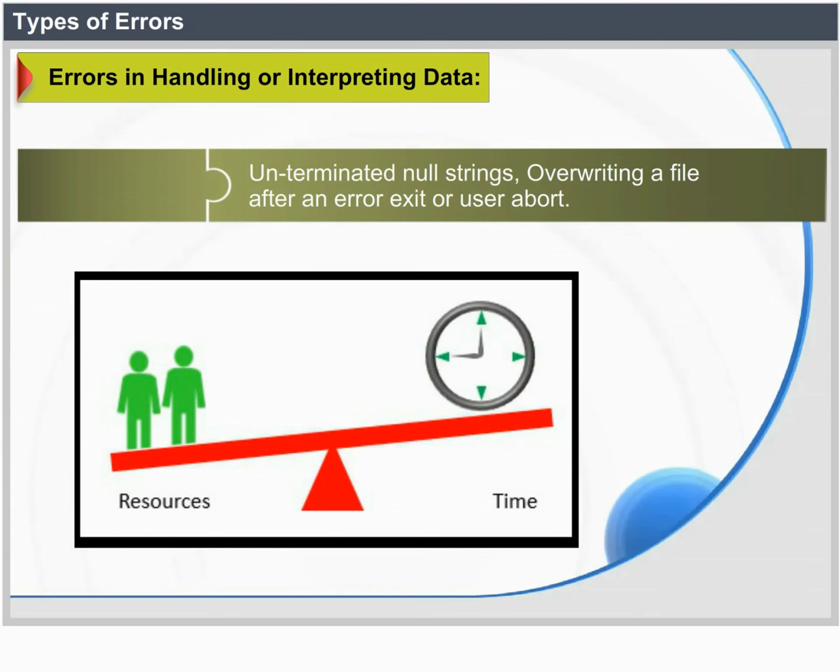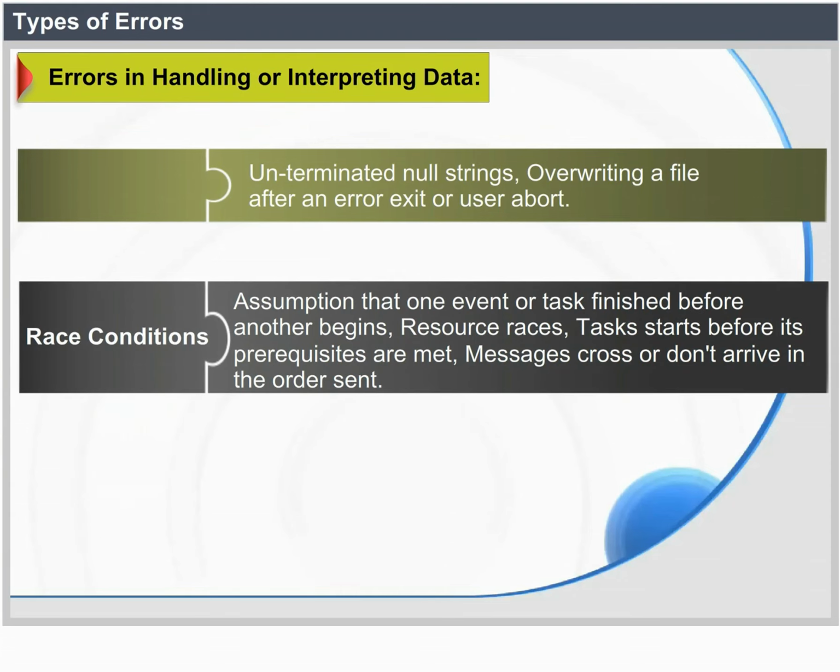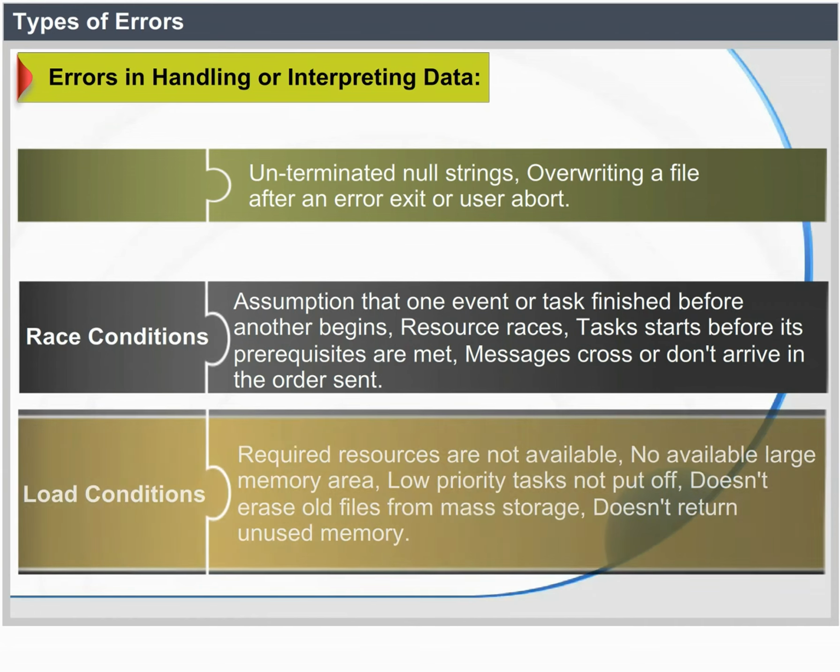Race conditions: assumption that one event or task finishes before another begins. Resource races: a task starts before its prerequisites are met. Messages cross or don't arrive in the order sent. Load conditions: required resources are not available, no available large memory area, low priority tasks not put off, doesn't erase old files from mass storage, doesn't return unused memory.